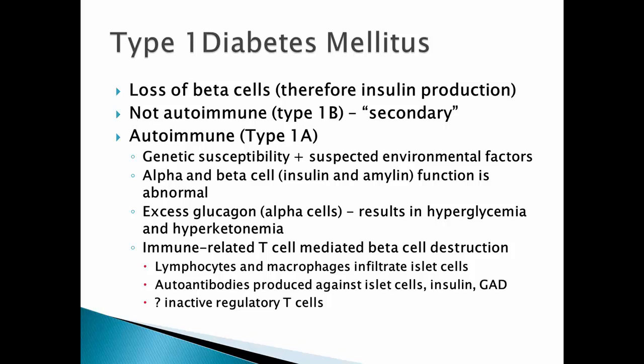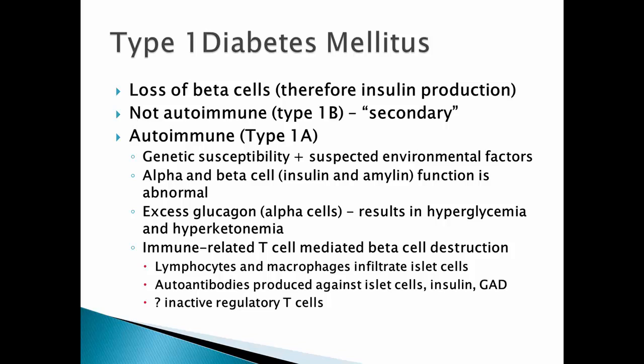When we look at the beta cells, we are primarily concerned with immune-related T-cell mediated beta cell destruction. So this is where the immune system again comes into play. What happens with that immune-related T-cell destruction is that lymphocytes and macrophages infiltrate the islet cells. Islet cells of the pancreas are where you have your beta cells.